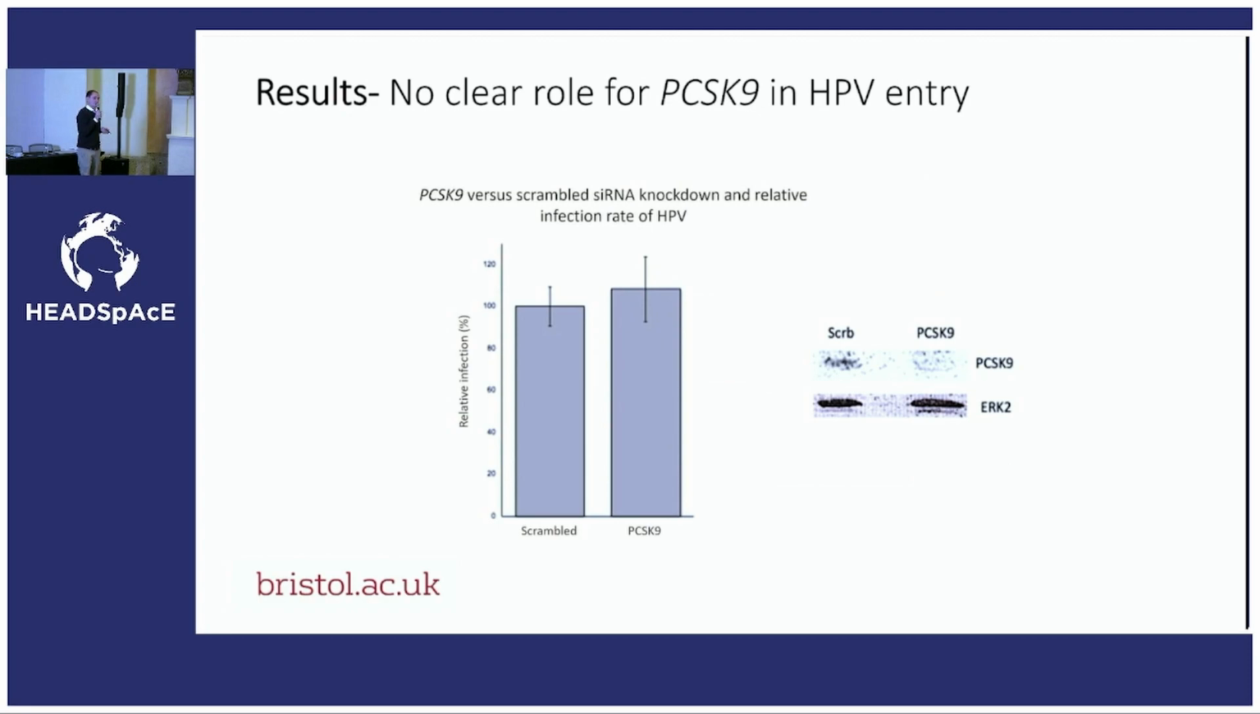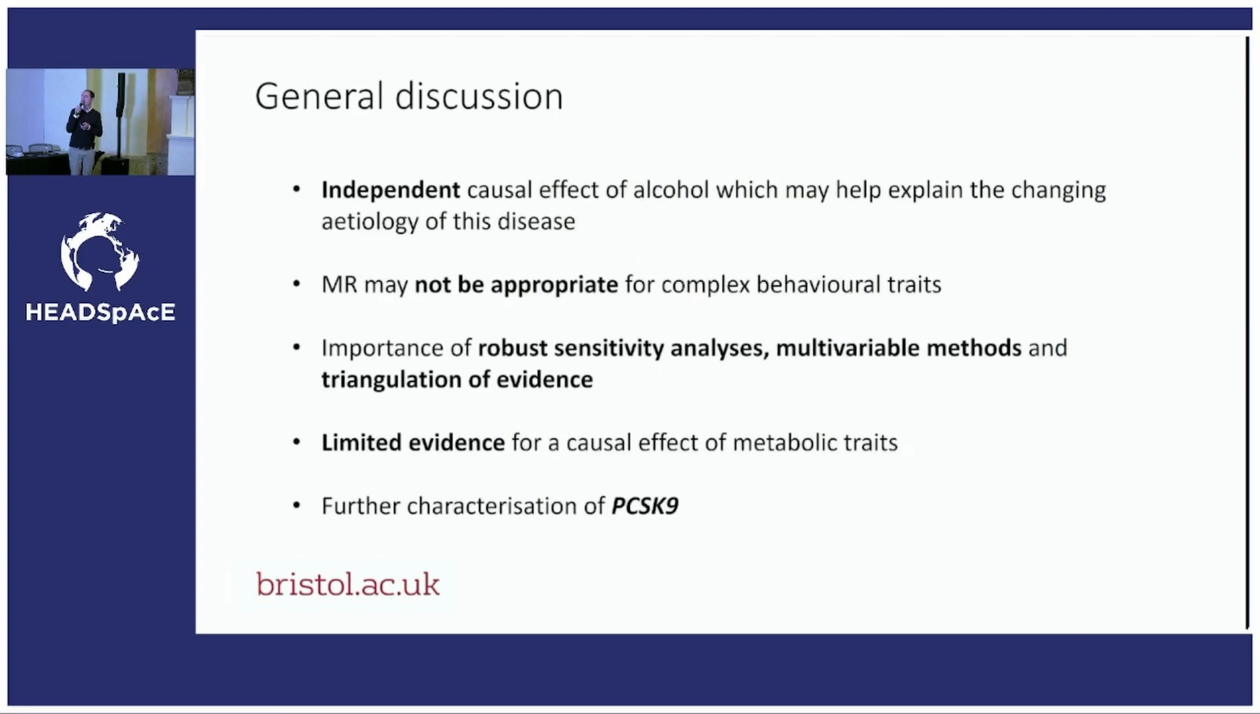But when we followed up with some experimental work with collaborators at the University of Münster, where we infected keratinocytes with HPV 16 pseudoviruses, we didn't find any difference in the number of pseudovirus virions delivered into the keratinocyte cell nucleus when PCSK9 was knocked down versus the scrambled control. So we haven't yet found a clear role with that hypothesis.